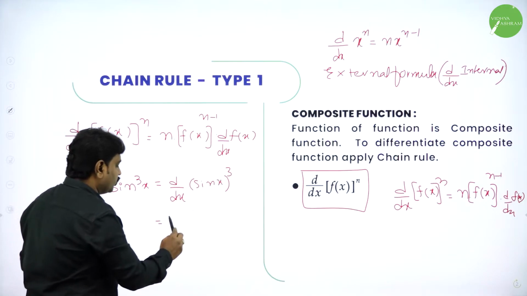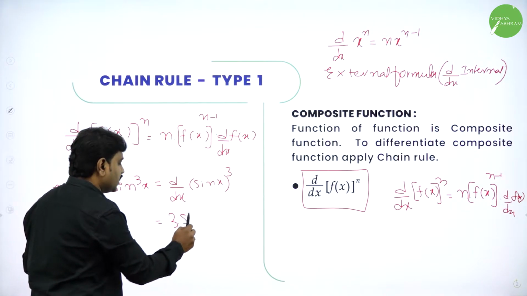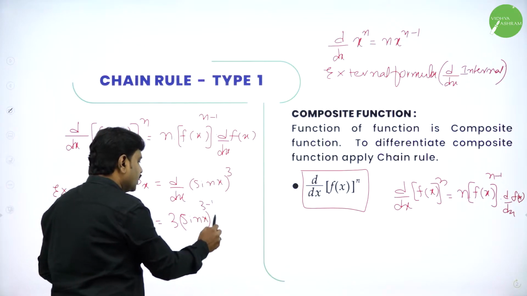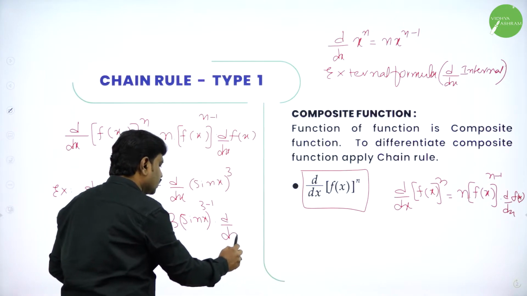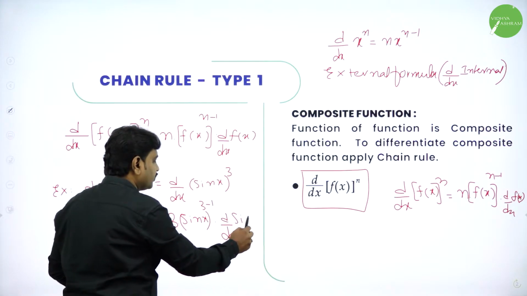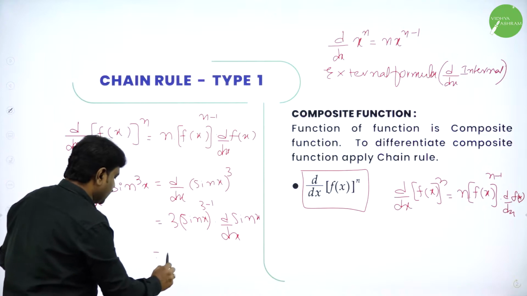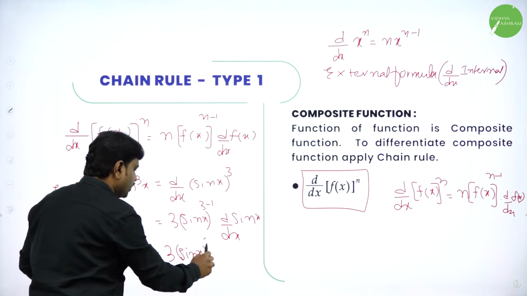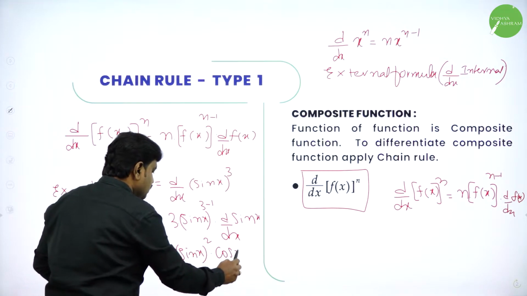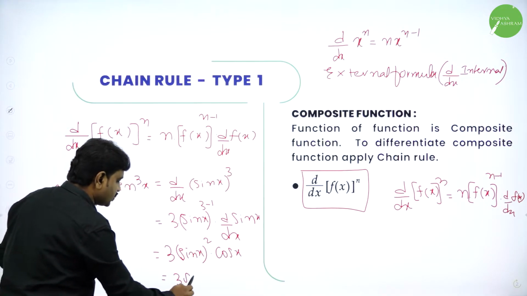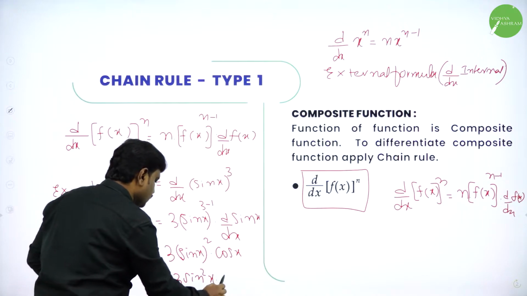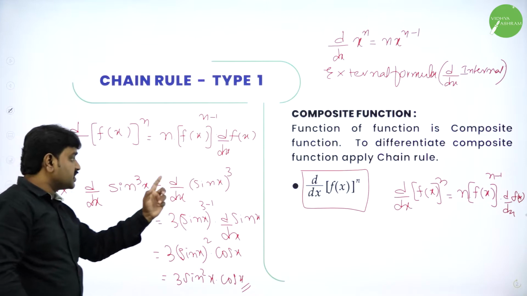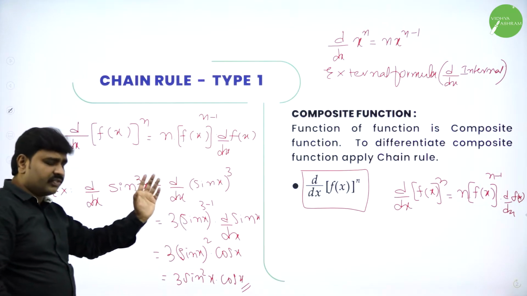So now n into, n means 3 into sin f of x means sin x power 3 minus 1 into d by dx of internal function. What is internal function? Sin x. That is 3 sin x whole square into d by dx of sin x is cos x. So finally your answer is 3 sin square x cos x. This is the value of dy by dx. So now this function is in the form f of x power n. So what is derivative of f of x power n?